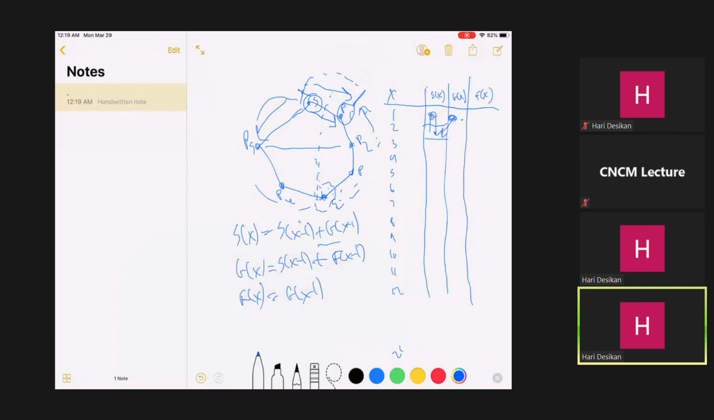But this is helpful because it helps your brain think about how to fill this recursion in. Similarly, G of X is S of X minus 1 plus F of X minus 1. So if you're trying to find G of 4, you take S of 3 and you take F of 3. And lastly, F is just G of X minus 1, so you simply go diagonal. So this is just a geometric representation of what you're doing in these recursions. And this is really going to help you fill it in.